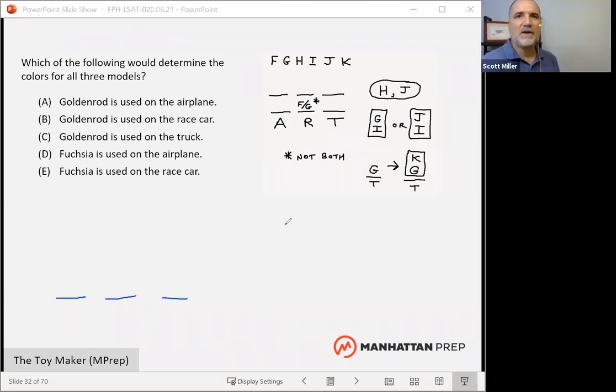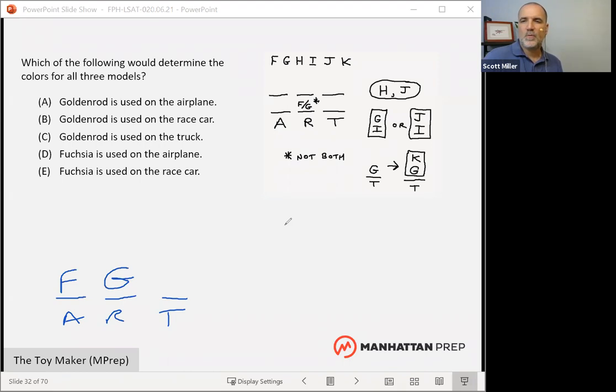Okay, so let's try it out. If D looks good, let's try it out. So we have airplane, race car, and truck. And D says fuchsia is used on the airplane. So I'm going to put fuchsia on the airplane. So that forces G to be in R, right? Because we have that rule trigger. Either F or G has to be with R. Okay, great. So who's next?